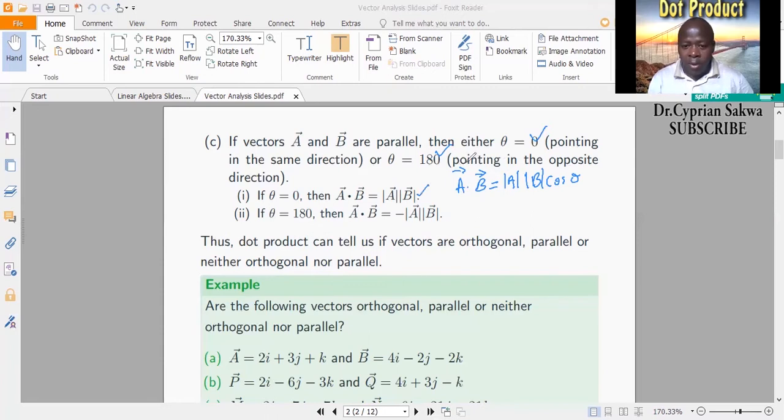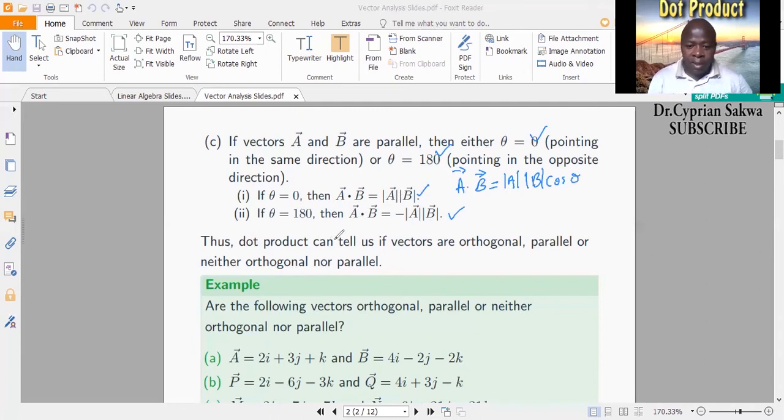What about if they're pointing in the opposite direction? That is, the angle between them is 180. Cos 180 is negative 1. So we would have A dot B equals negative magnitude of A times magnitude of B. So if this happens, then we know that the two vectors are parallel to each other and they point in opposite directions. And when this one happens, it means they're parallel to each other, but they point in the same direction.